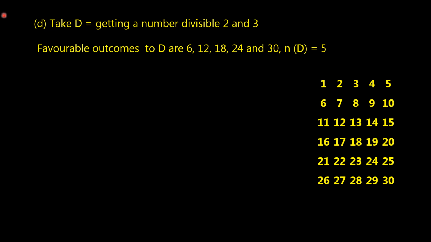You can find the probability by applying the formula. P of D is equal to n of D by n of S. It is 5 by 30. You will get 1 by 6. Remember, a number divisible by 2 and 3 means whatever number you are identifying, it should be divisible by both 2 and 3. Before that, in C, the number is divisible by 2 or 3. Whatever outcome you are taking, it is divisible by either 2 or 3 or both also. But in case of D, the number is divisible by both 2 and 3. This can be done simply by taking numbers divisible by 6. 6 here is the LCM of 2 and 3.